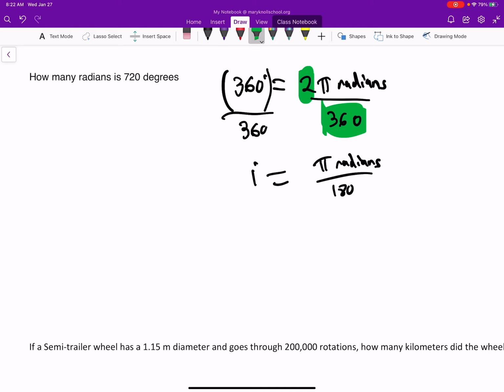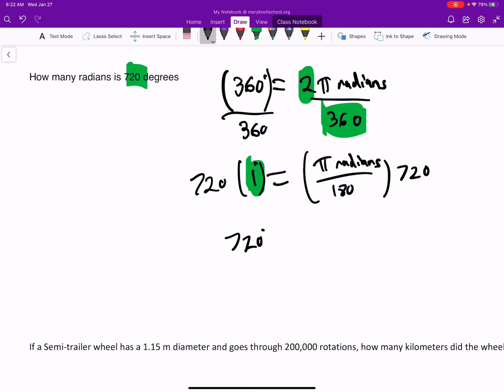Now, what I have here is 1 degree, so I'm just going to multiply by 720, so I get 720 degrees. And we have to do the same thing to both sides. So 720 degrees equals 720 pi radians divided by 180. At this point, I want to divide the top by 10 and the bottom by 10. As long as you divide the top and bottom by the same thing, equality still holds.